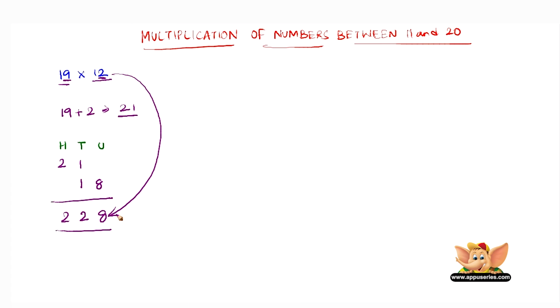Let us try another example, that is 17 into 12. So the units place of the smaller number is 2. Therefore add 2 to 17, which gives us 17 plus 2 is 19. Write 19 in hundreds and tens place, so that makes it like this. Now multiply 7 and 2, which is 14, and write 14 in this manner.